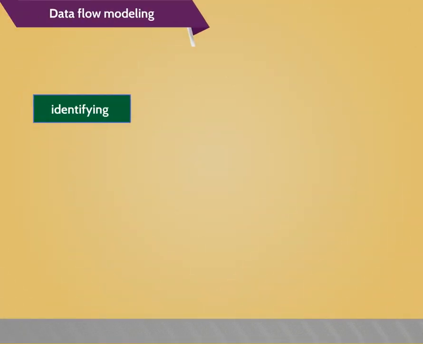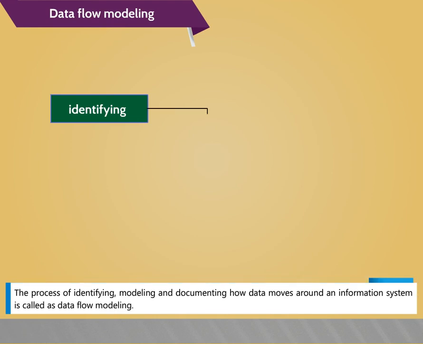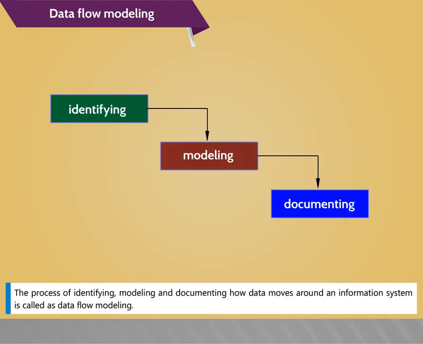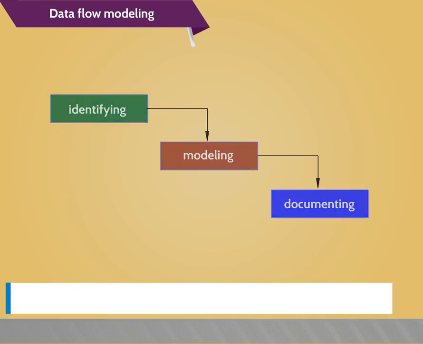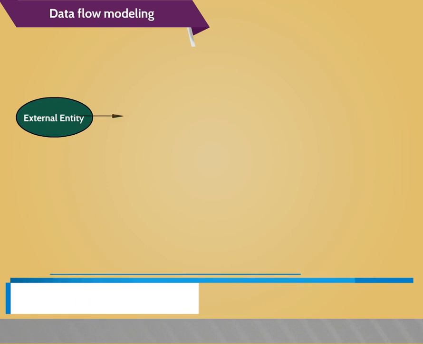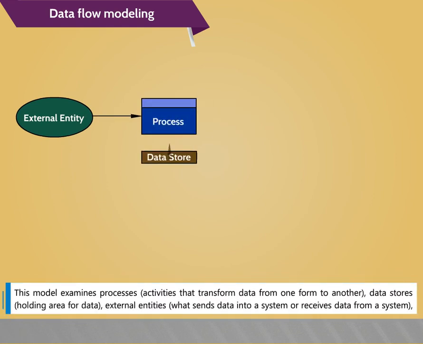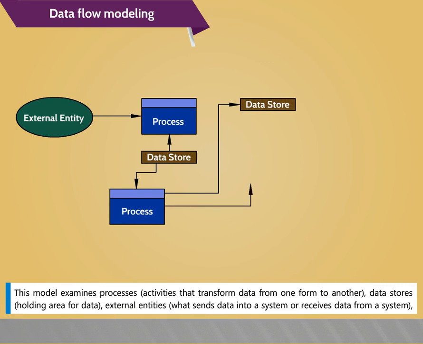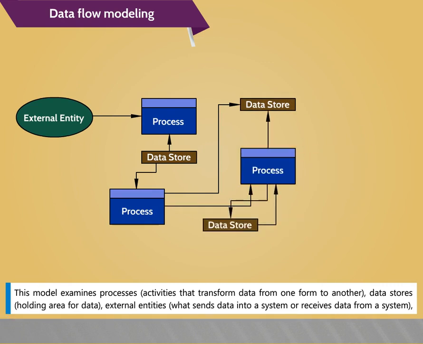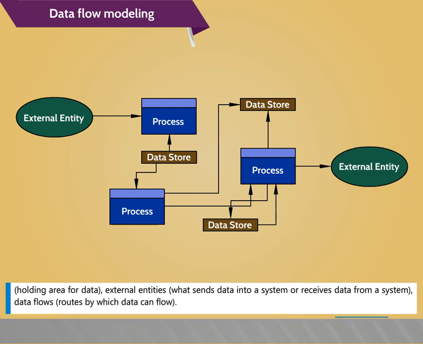Data flow modeling. The process of identifying, modeling, and documenting how data moves around an information system is called data flow modeling. This model examines processes, that is, activities that transform data from one form to another, data stores, holding areas for data, external entities, what sends data into a system or receives data from a system, and data flows, routes by which data can flow.